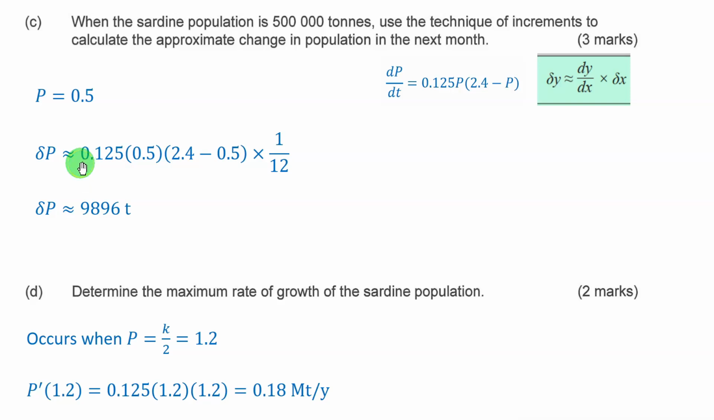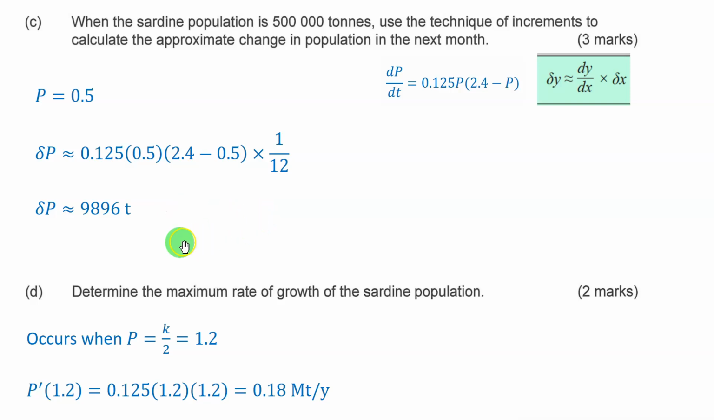the derivative, which we've got. Here it is, dP/dt is the growth rate, like dy/dx, 0.125P(2.4 minus P). So we're just using this formula with P as 0.5. And then the last bit is the change in time. And of course, it's over the next month. So that's 1/12 of a year because time is in years. So we just need to work this expression out, and we end up with 9,896 tons as the approximate change in population. It's positive, so that means it's increasing in that time.